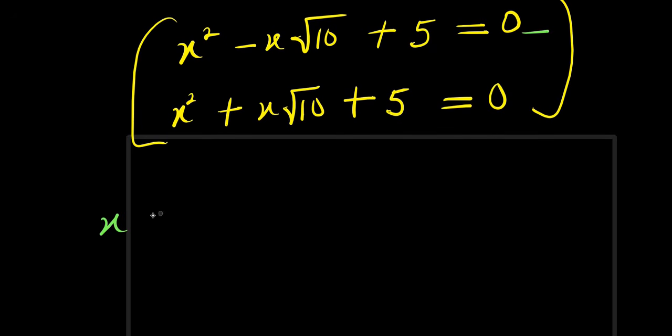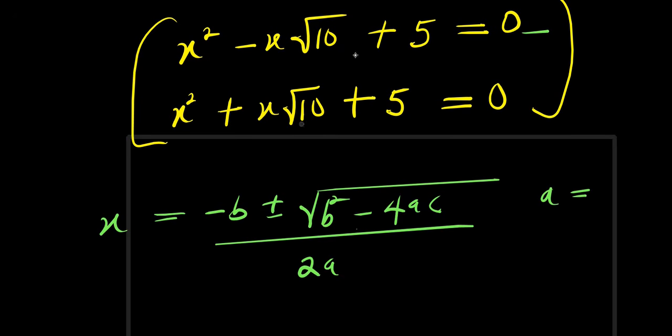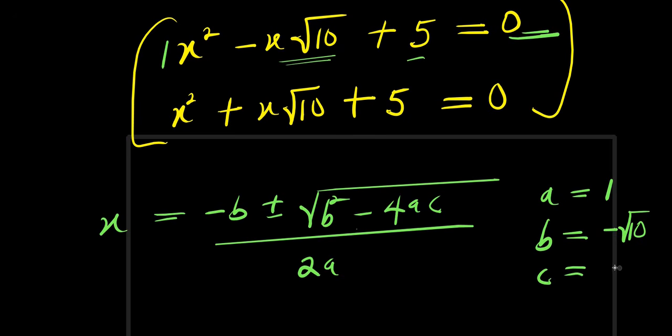We saw using the formula method x equals negative b plus or minus the square root of b squared minus 4ac, divided by 2a. So right now, I can find out my a. In this first equation, my a is 1, which is the coefficient of x squared. My b is negative root 10, which is the coefficient of x, and my c is the constant, that is 5. So let's insert them right here.